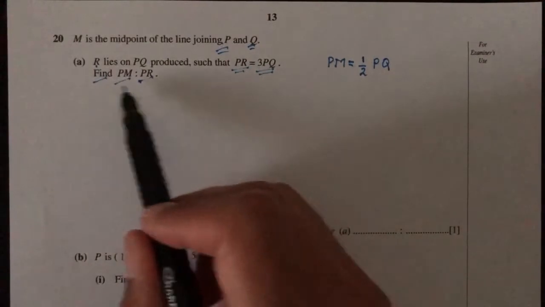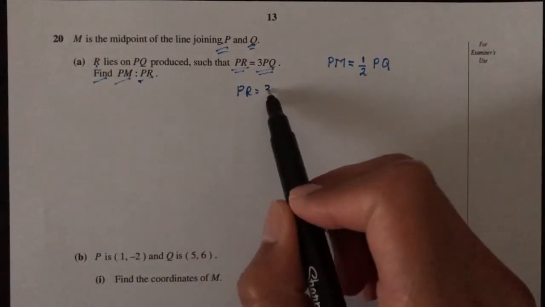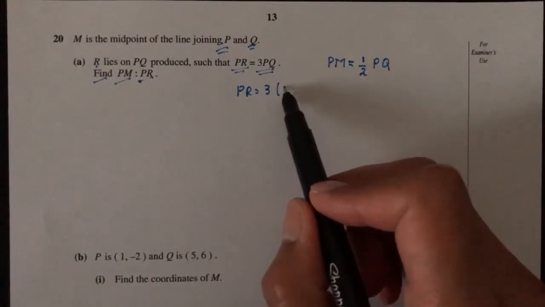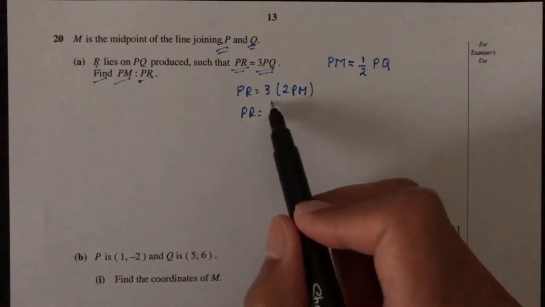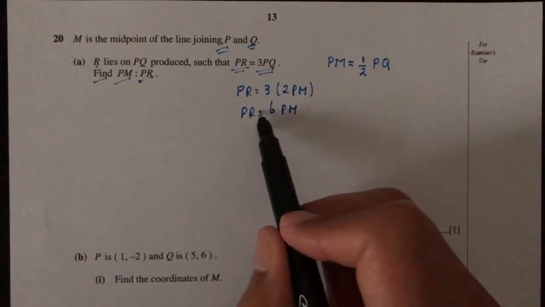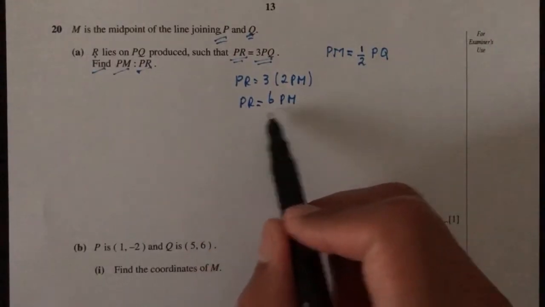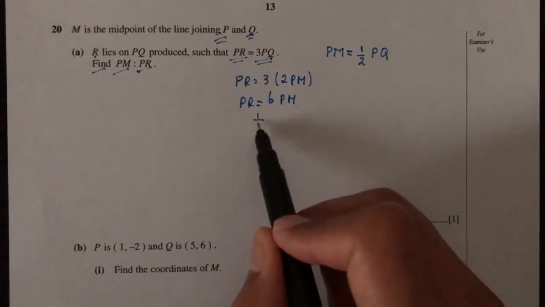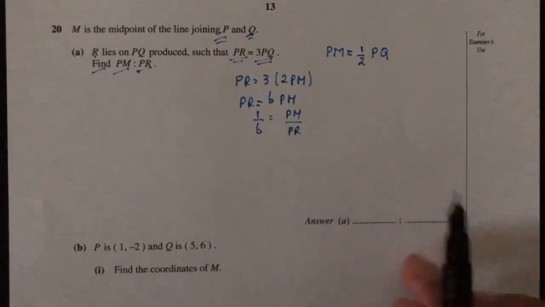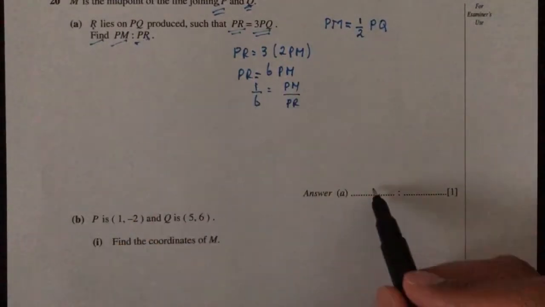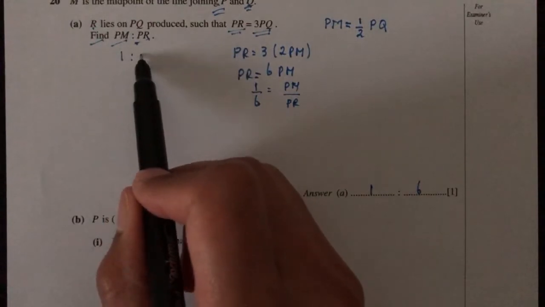So we can replace this to find PM. So let's replace PQ here. PQ will be 2 times PM, which means PR is 6 times PM, and the ratio of PM to PR will be, let's bring this here, that will be 1 over 6. We have PM over PR. Ratio will be 1 to 6. So PM is 1, PR is 6.